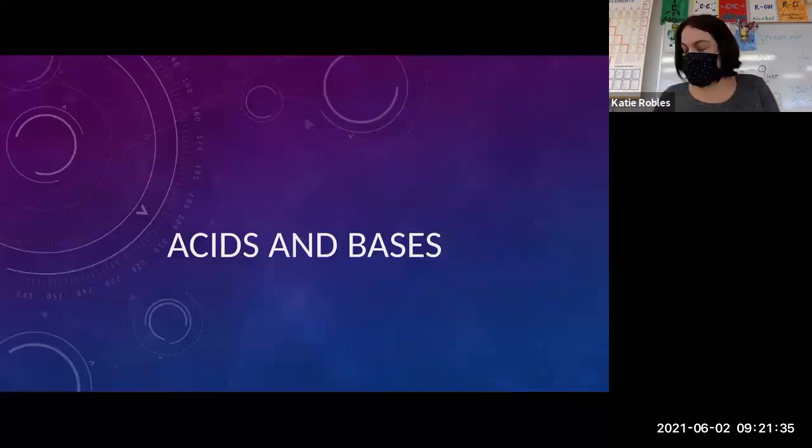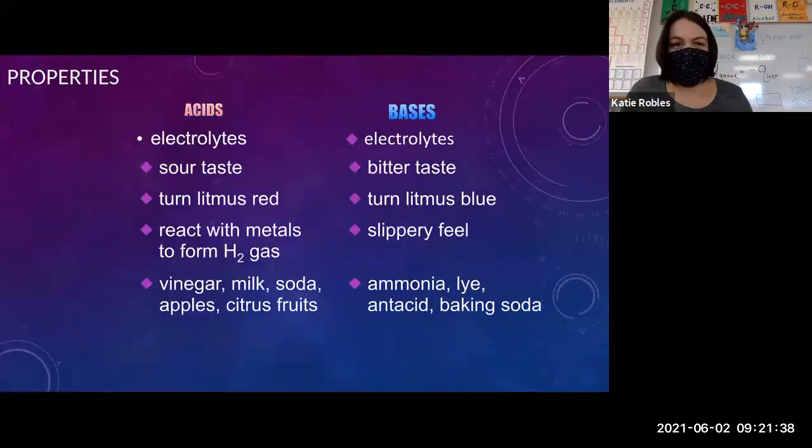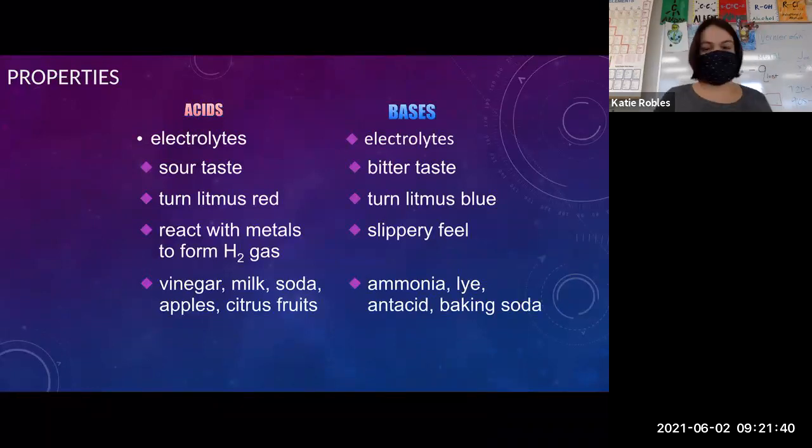So acids and bases, right? First of all, they both conduct electricity. Spoiler alert, they're both electrolytes. Acids have a sour taste, which is why they're in a lot of foods, tomato juice, lemons, things like that.